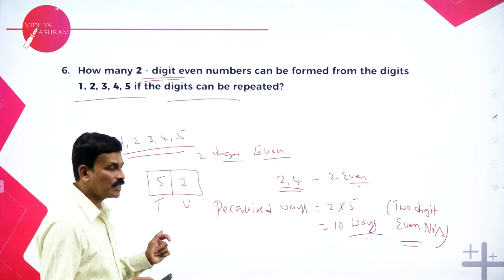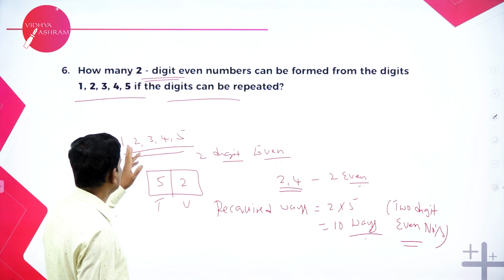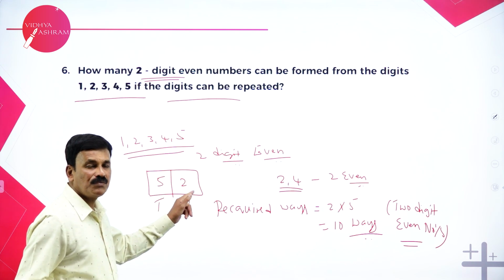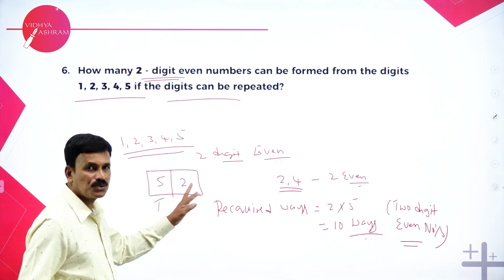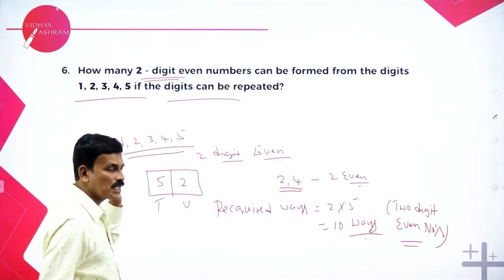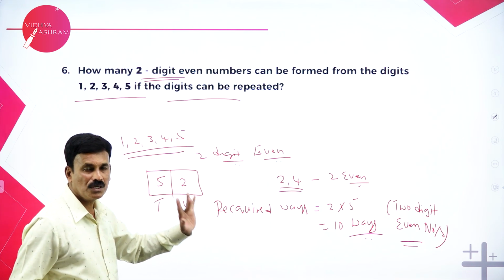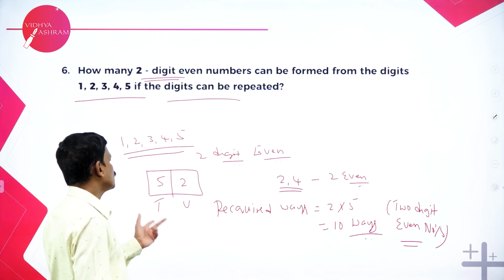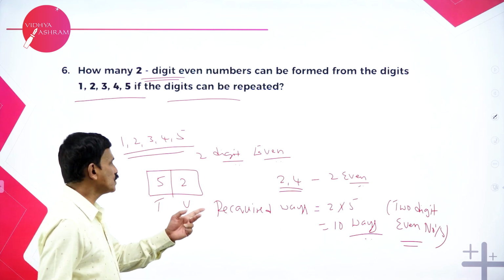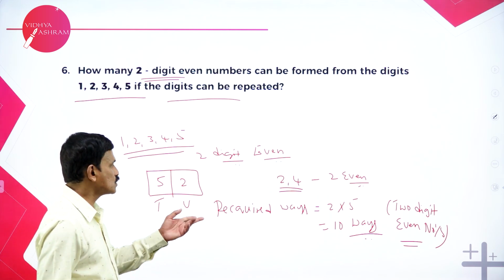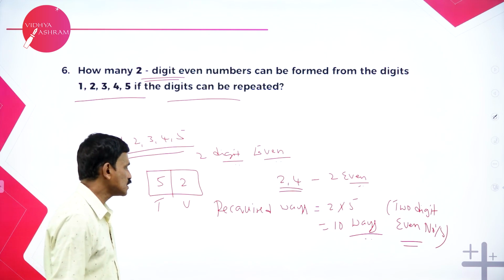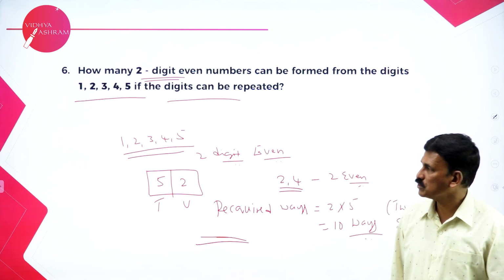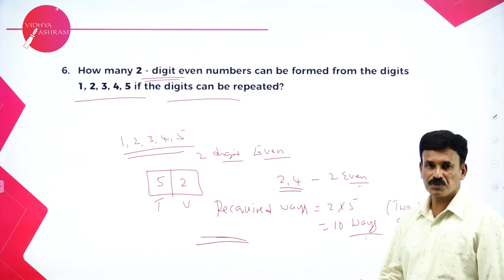Since the given numbers contain 2 even numbers, 2 and 4, the unit place can be filled by either 2 or 4, that is in 2 ways. And since repetition is allowed, we can fill the tens place with any of the 5 digits. Therefore, the required number of ways to get a 2-digit even number is 2 into 5, that's equal to 10. This is how we solve this problem. Very simple for 1 or 2 marks. Hope you followed.